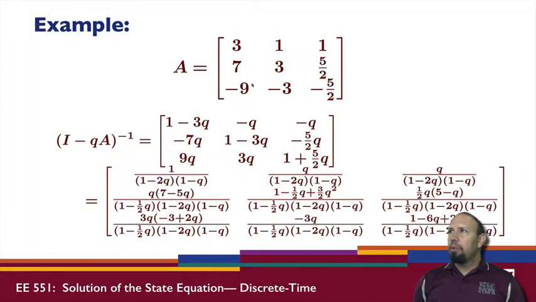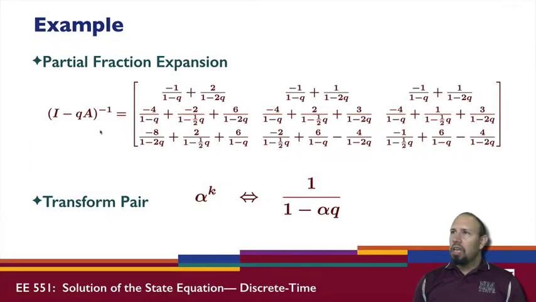Well, let's look at an example. Here's a matrix A, and if we take (I minus qA) to the power minus 1, so that's this matrix with an inverse, I get all of this stuff. Okay, so I have all of these terms, and I basically need to take the inverse q transform for each of these terms.